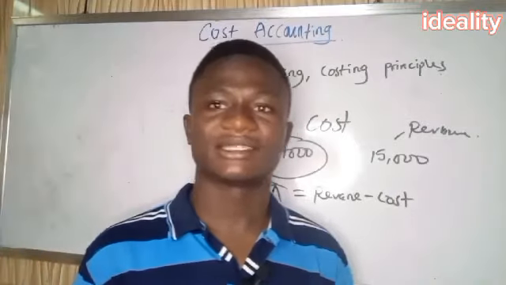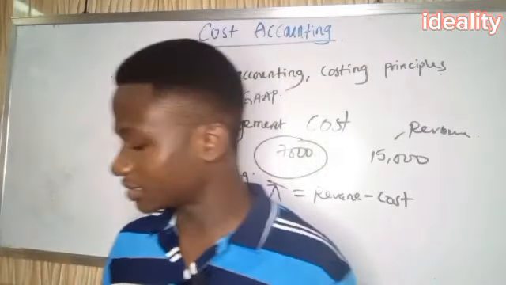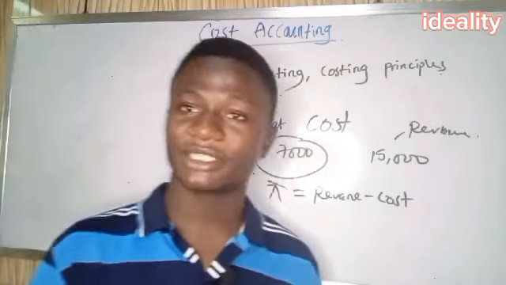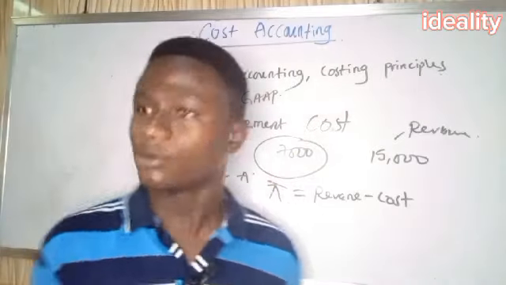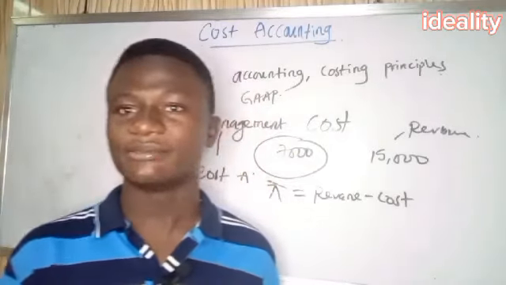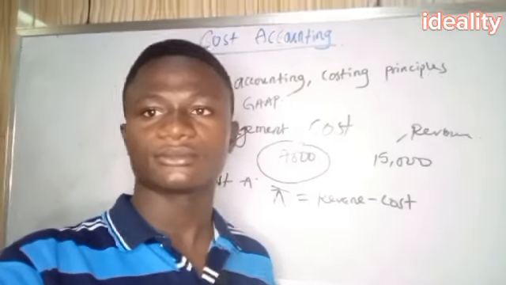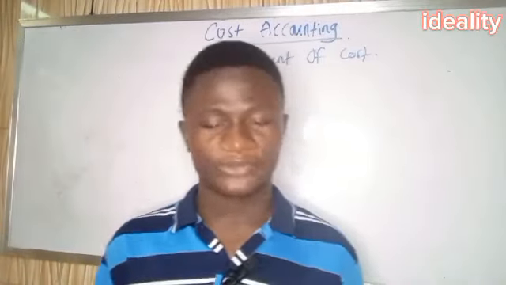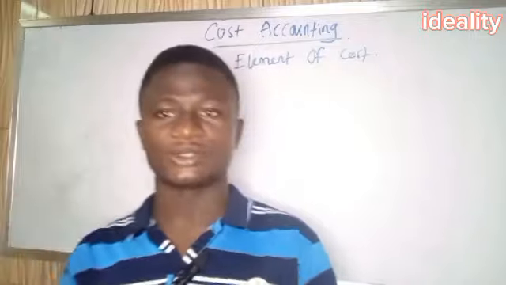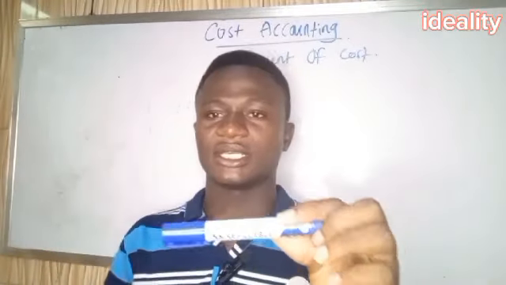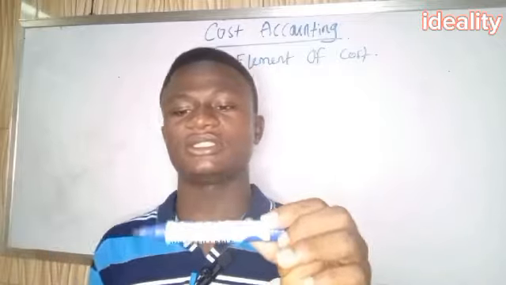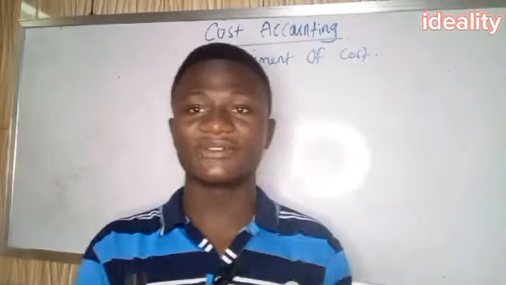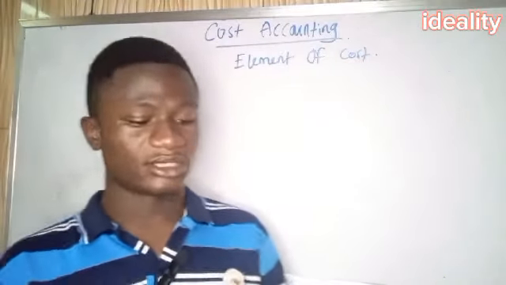In external exams, if not as objective questions, they will always ask different questions on whether cost accounting is a part of this or what. So now let's proceed to what we call elements of costs. What do we mean by elements of costs? If you look at this marker, what are the elements of this marker? That means what are the things that made up this marker? I will say the cover, the mouth, the ink, the plastic, everything joined together made up this marker.